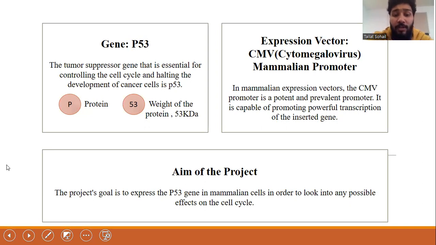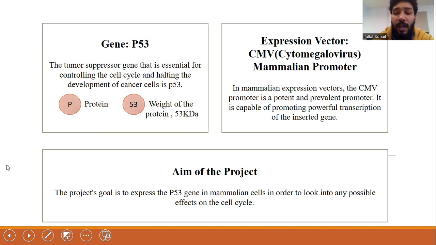So, the gene of interest chosen here is P53, which is a tumor suppressor gene that is essential for controlling the cell cycle and halting the development of cancer cells. Here P denotes protein and 53 shows the weight of that gene, for example 53 kDa. You can see here, the expression vector I chose is the CMV mammalian promoter.